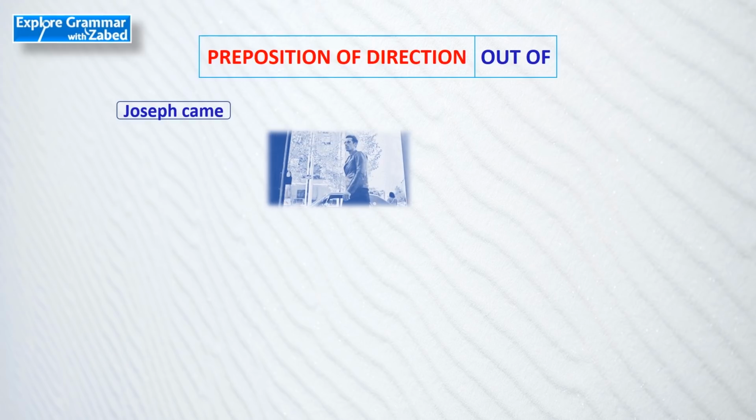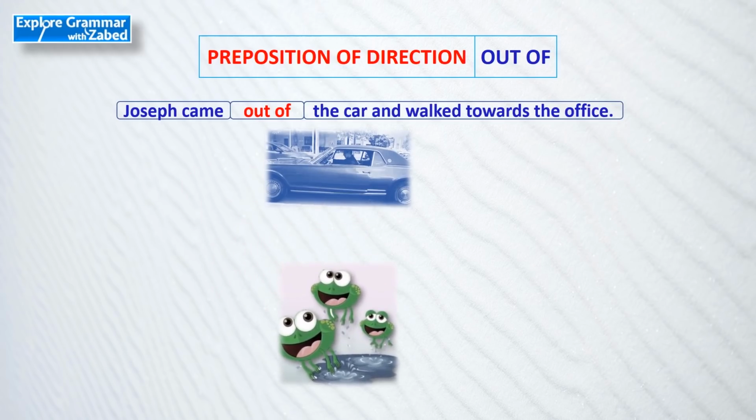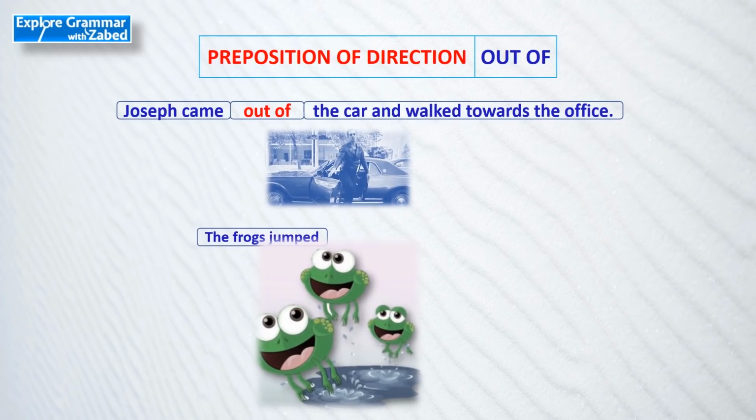Let's look into some examples of it. Joseph came out of the car and walked towards the office. The frogs jumped out of the pool.